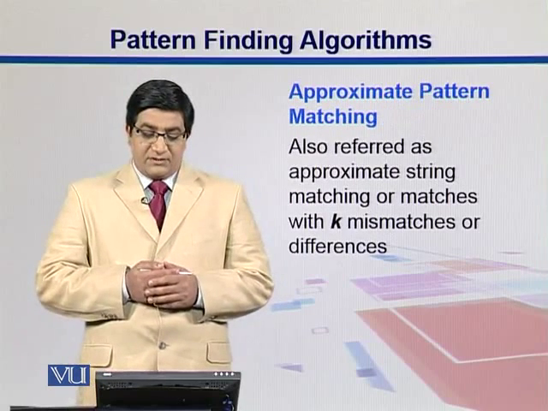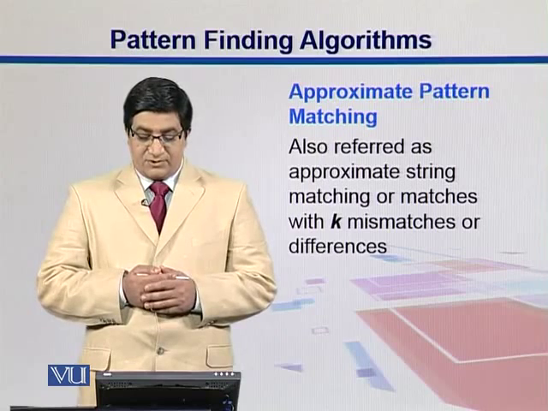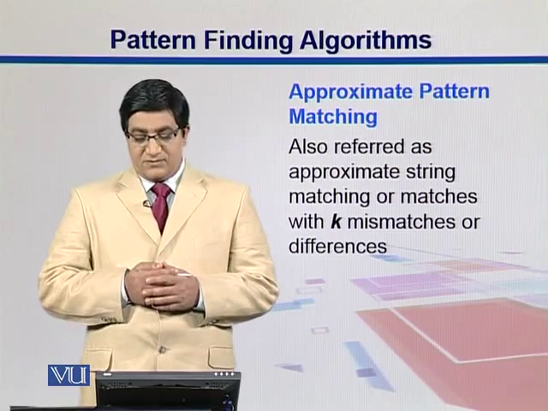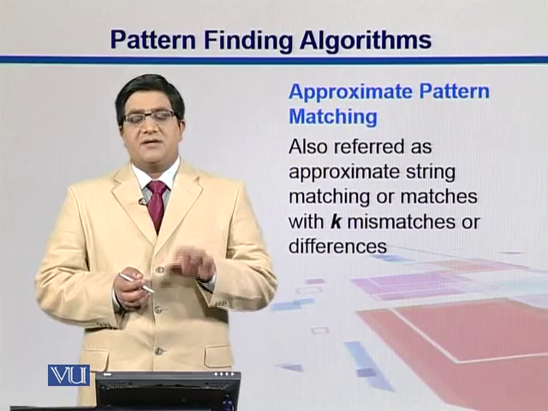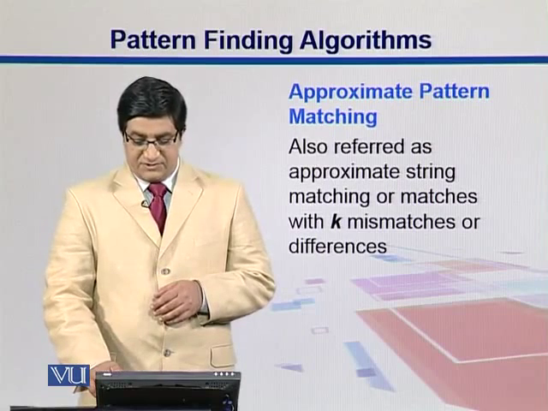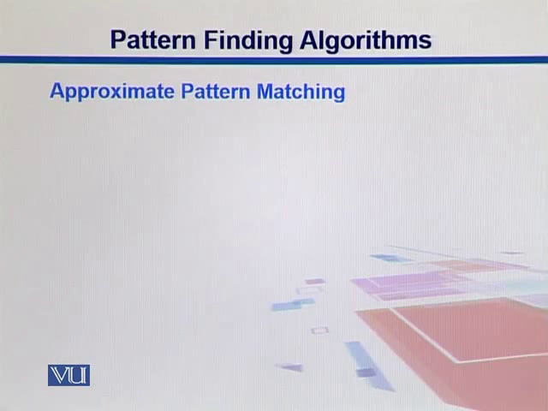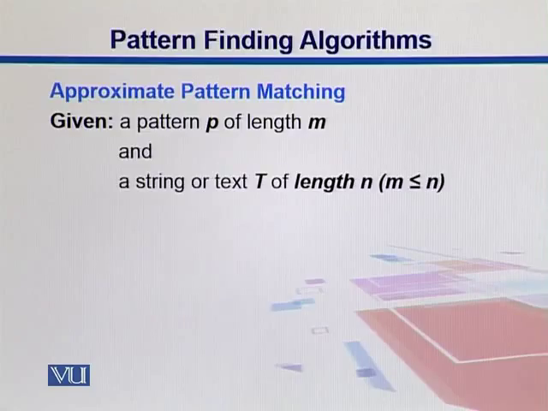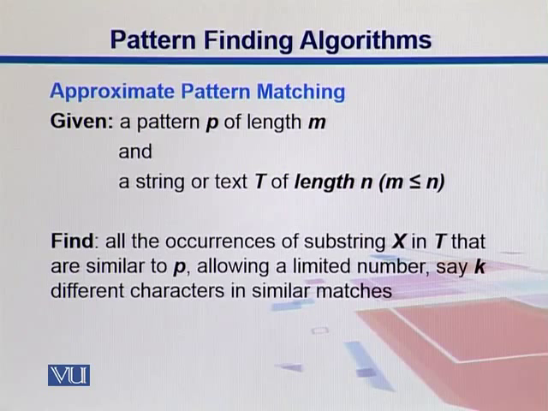Approximate matching, which is also referred to as approximate string matching, matches with k mismatches or differences. So we can allow up to k mismatches in this approximate pattern matching search. In approximate pattern matching, we are given a pattern P of length m and a text T whose length is n, and we are interested in occurrences of a substring x in T that are similar to P, allowing a limited number, say k, of different characters.